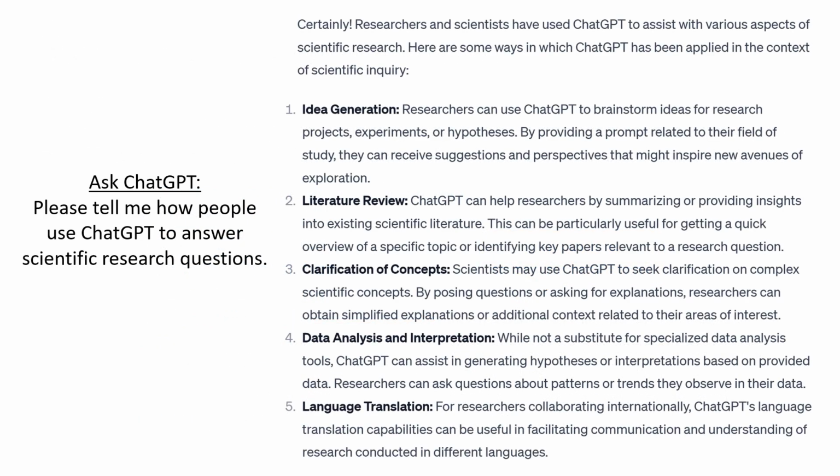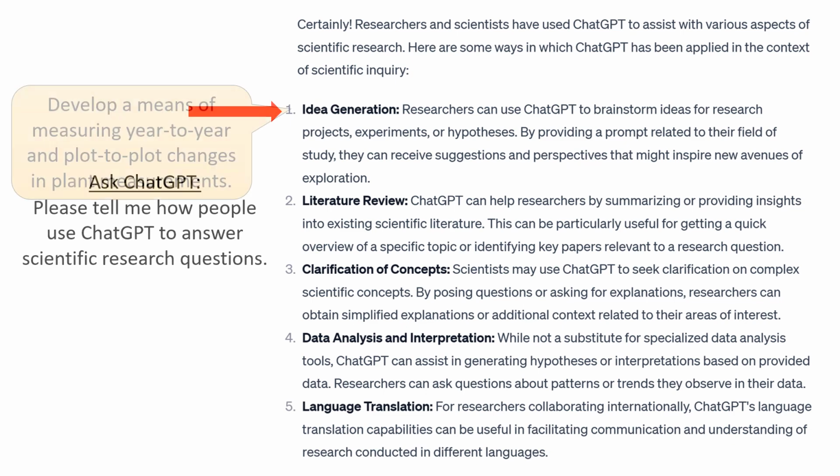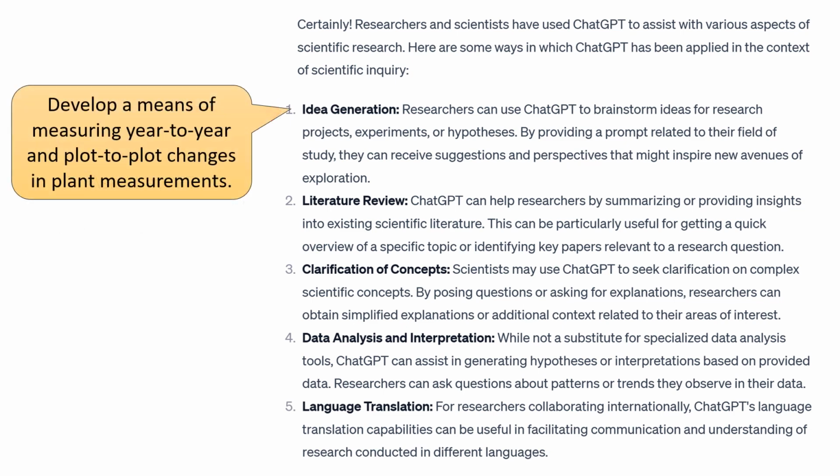If we ask ChatGPT how people use it to answer scientific research questions, ChatGPT responds with 5 suggestions on how it can be used for such an application. Here, we'll focus on using ChatGPT's idea generation capability. Specifically, we will ask ChatGPT to generate some ideas on how to develop a means of measuring year-to-year and plot-to-plot changes in ram's head orchid plant measurements.